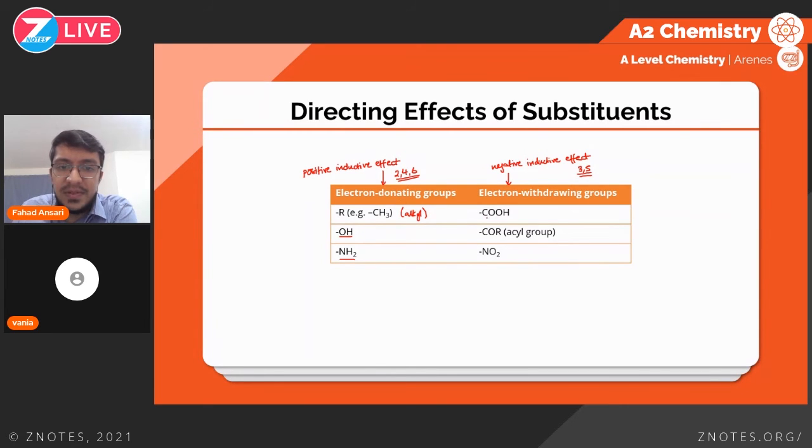So for example, we have the carboxylic acid group, the acyl group that we looked at earlier, and the nitro group that are electron withdrawing. Now the good news is that this information will be given to you in the exam, right? So you don't need to necessarily remember this, but it's still a good idea to take it into account.